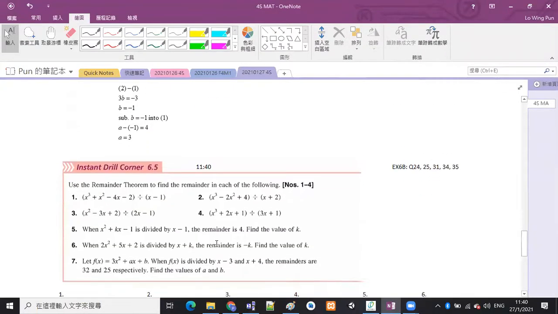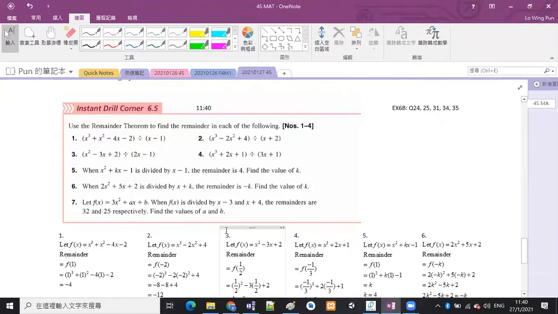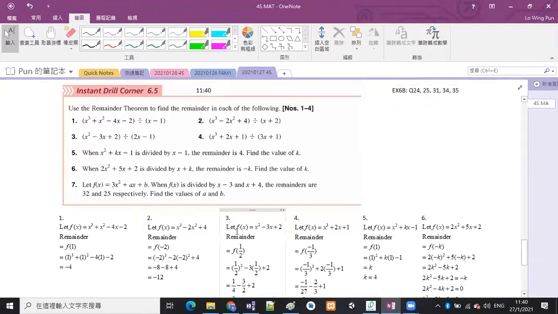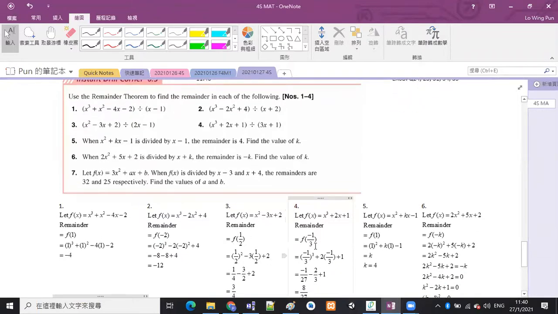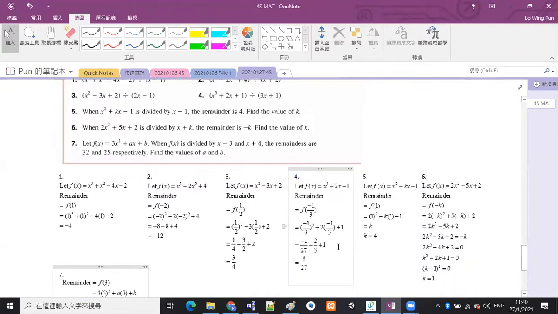Okay. Have you done the instant drill corner 6.5? Number 1 to number 4 are very easy. Just use the remainder theorem to put the correct number into the function, and then calculate the function value very carefully, and you'll get the correct answers. So please check the answers for number 1 to number 4. Is there any problems?